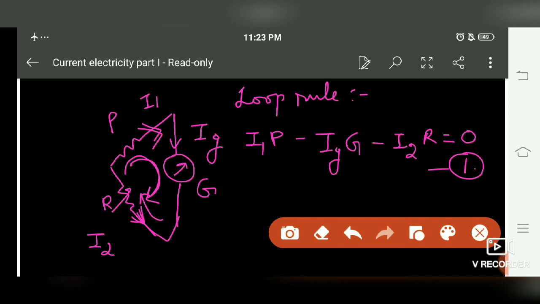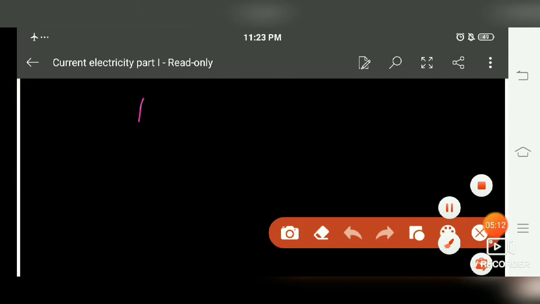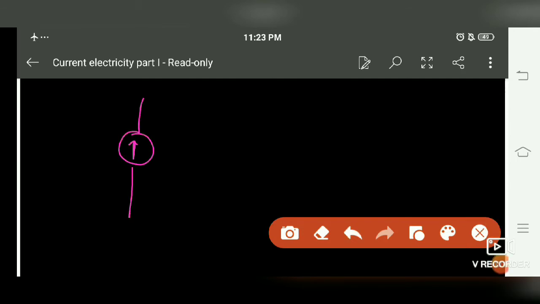Now for the second condition, we take the second loop. The second loop was like this: galvanometer arm, resistor, again resistor, this was Q, and this is S, the unknown resistance.